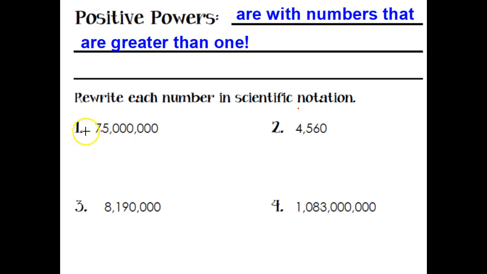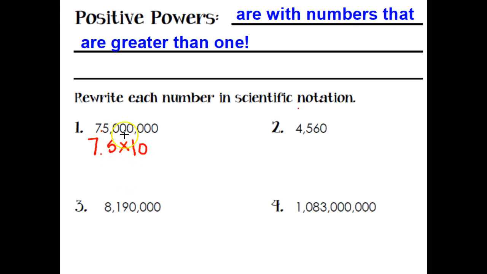And so that's the only way that I can make the 75 million into scientific notation. If I put the decimal here, the number would be greater than 10. If I put it here, the number would be less than 1. It wouldn't qualify. So how do I write this? If the decimal is here, our multiplier is going to be 7.5 times 10.